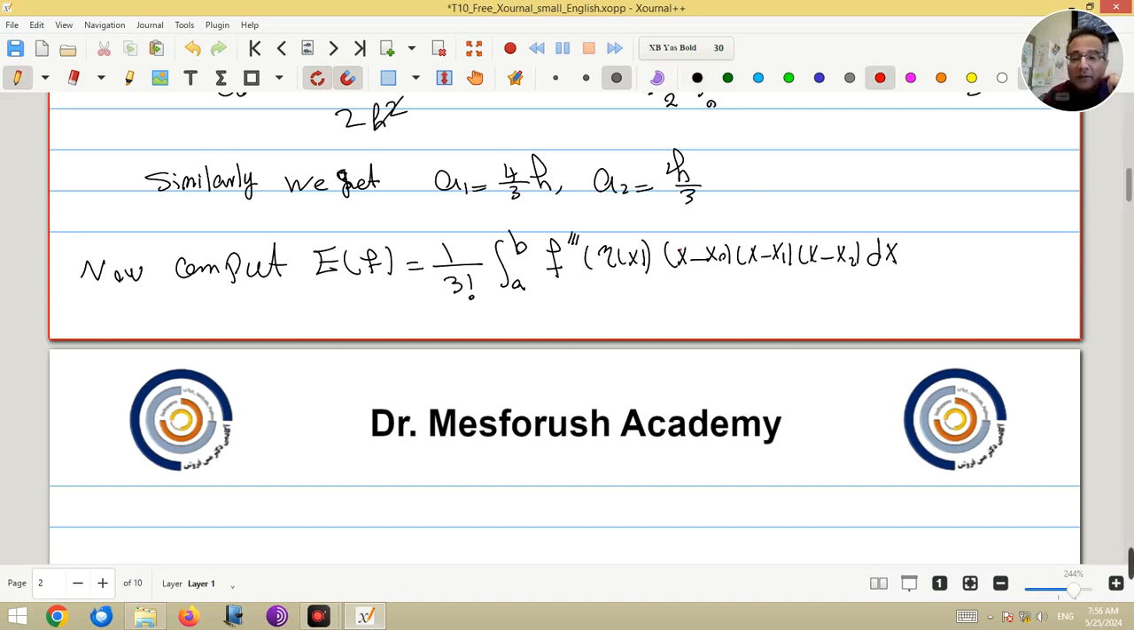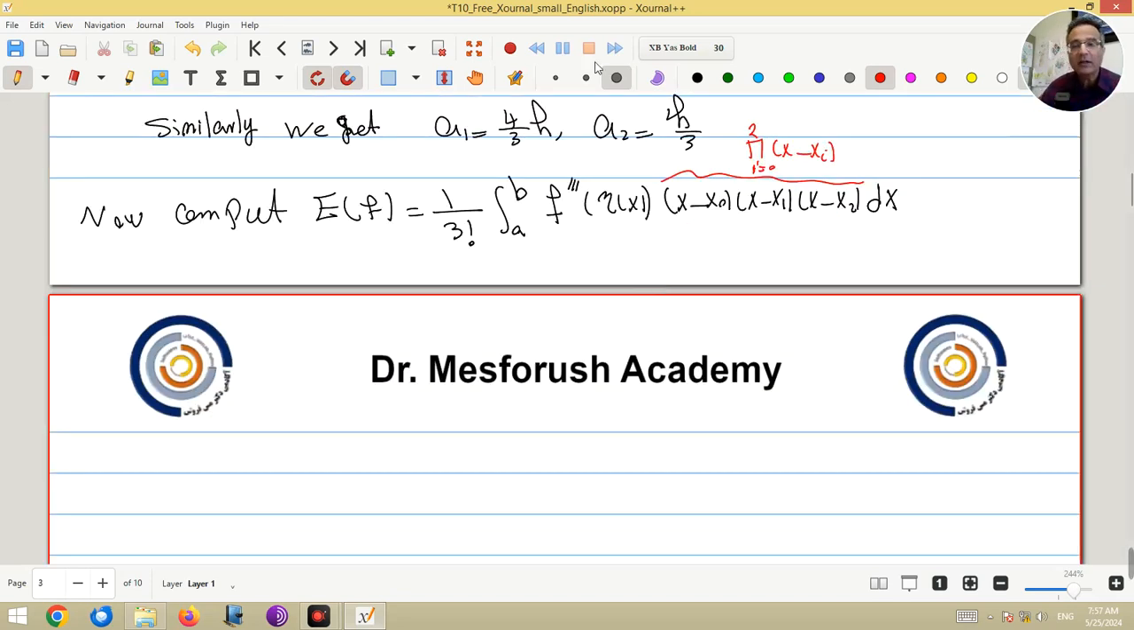We know that this term, if we call it pi, the product for i equal to 0 to 2 of (x minus xi), does not have a fixed sign in the interval a to b, and the sign changes from x0 to x1 and x1 to x2. So we cannot use the previous theorem. So we have to, in fact, do something else. Okay, so let me write.